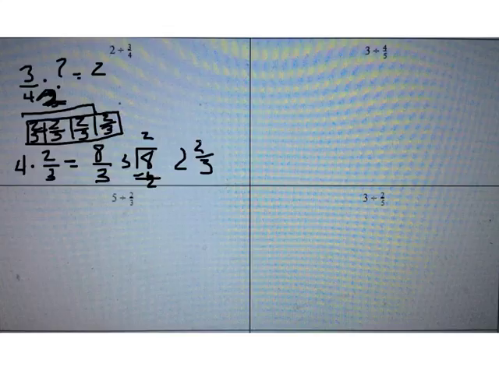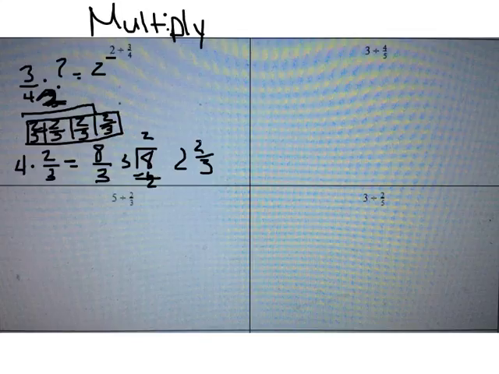Now let's show how we can use multiplying by the reciprocal to solve the same problem. 2 divided by 3/4. 2 is my dividend, so it doesn't change. When I divide fractions, I can multiply by the reciprocal of the divisor.